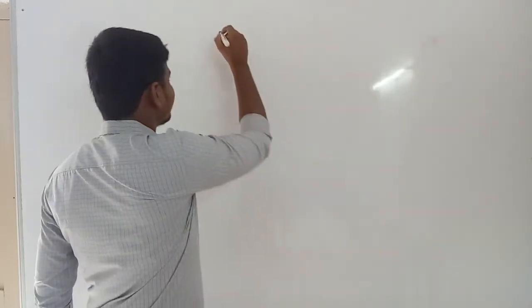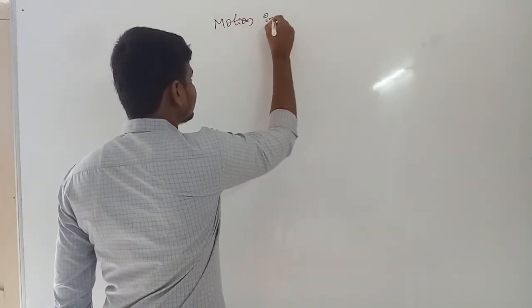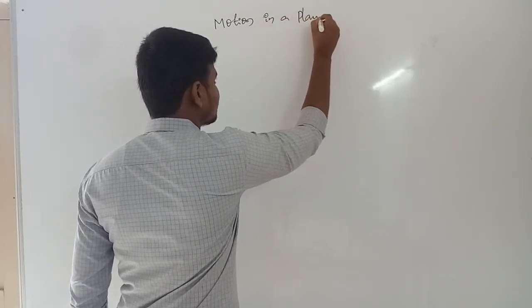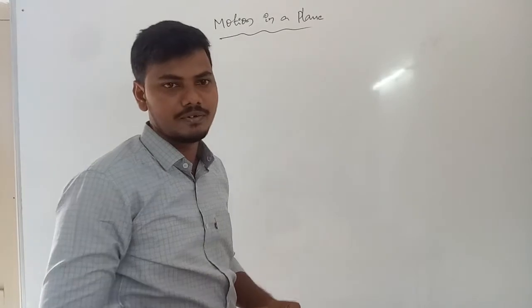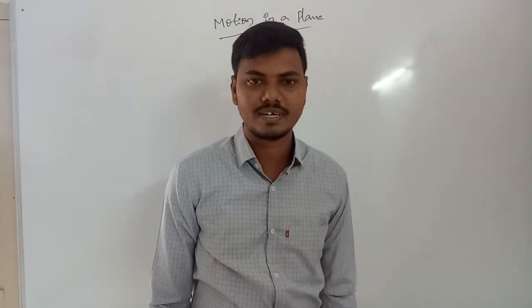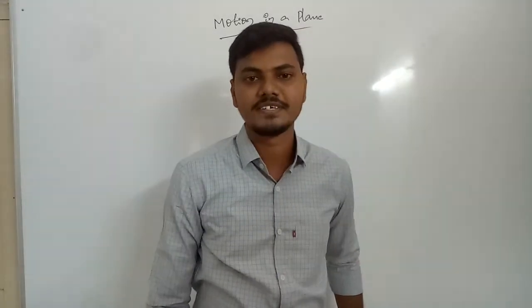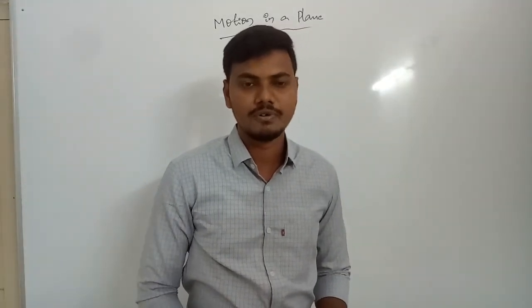Motion in a plane. Okay, so we are introducing scalars and vectors. Now, what is the definition of scalar and what is the definition of vector, and what are the examples? Scalar example: speed, and vector example: velocity.